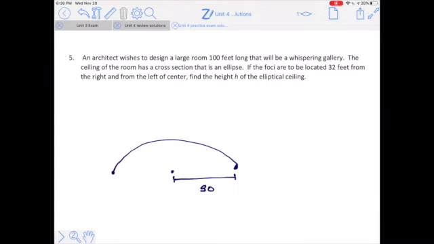You with me so far? And then it says the foci are located 32 feet to the right and to the left of the center. So I've already located the center. I can go 32 feet, and that's where one focus is. What it's asking for is the height of the ceiling. The way that I've drawn this ellipse, it's horizontal. So the equation of a horizontal ellipse is x squared over a squared plus y squared over b squared equals 1.